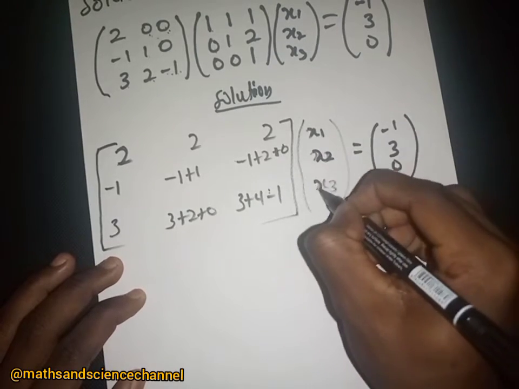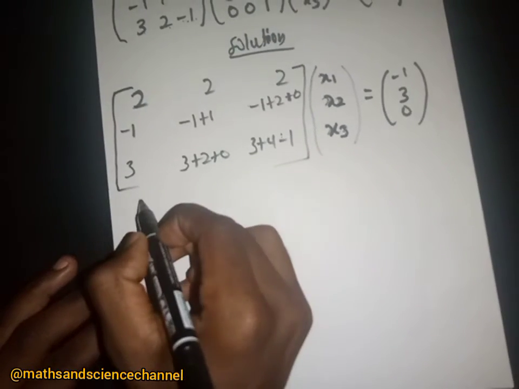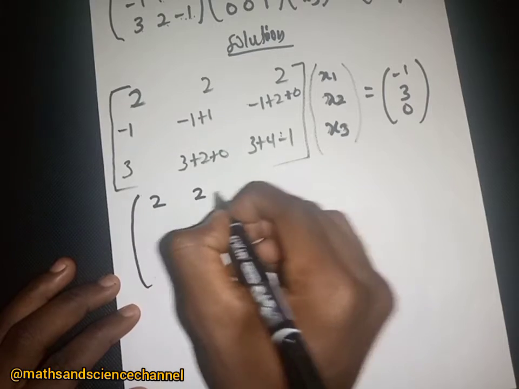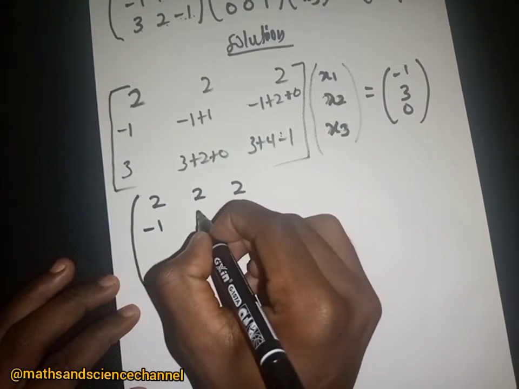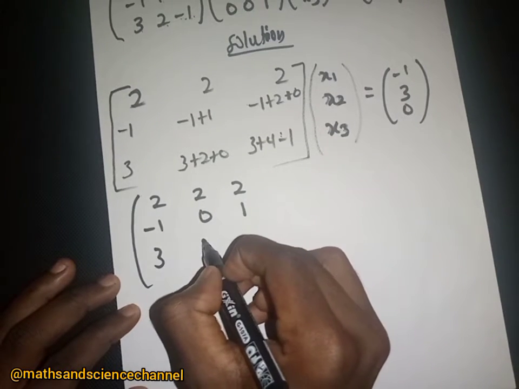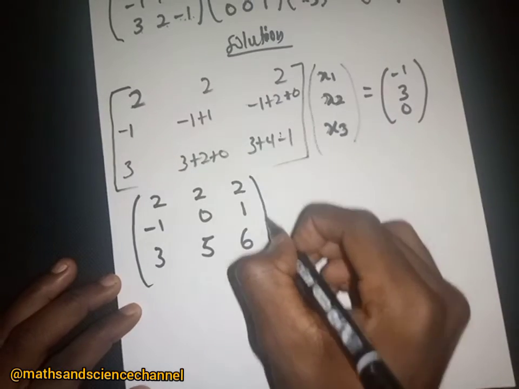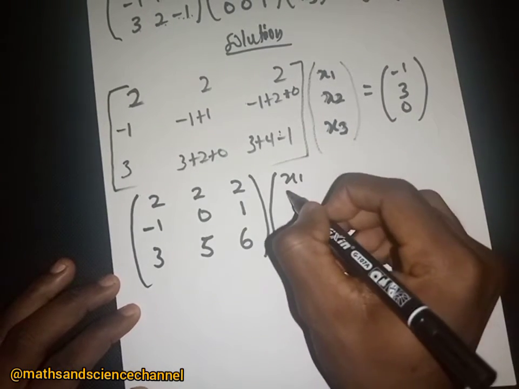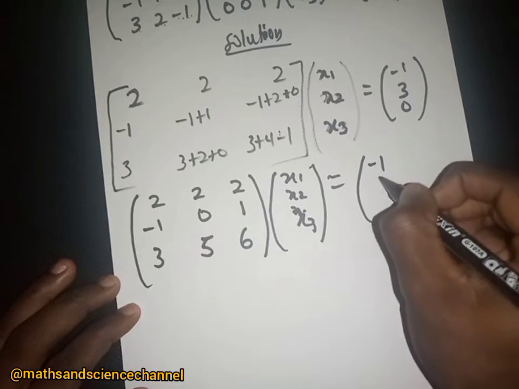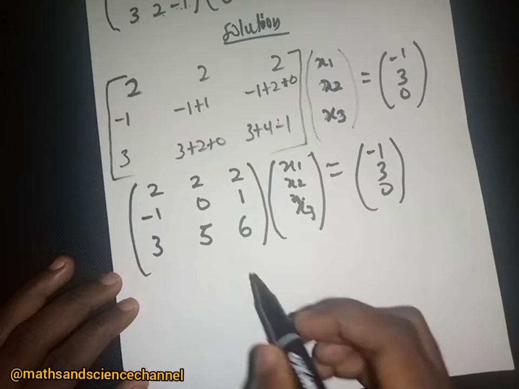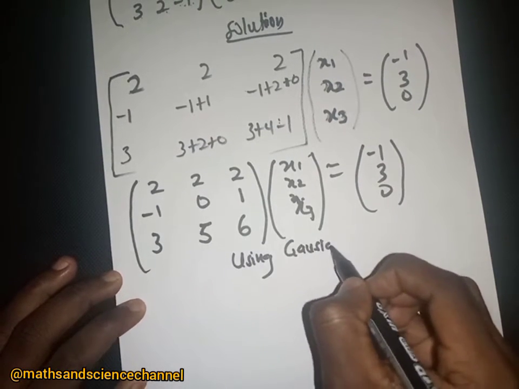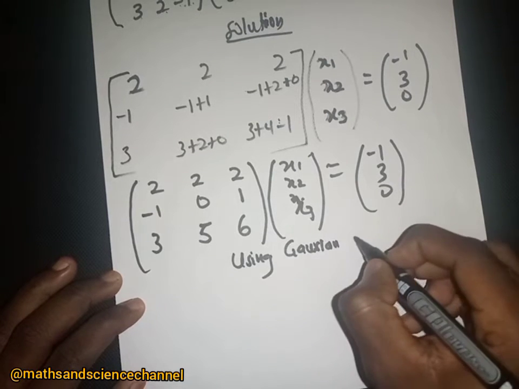x1, x2, and also x3. All right, so we just get 2, 2, 2, -1 here, we have 0 here, 1, 3, and then we have 5, and we have 6 here, right? So we're going to have x1, x2, and x3 here being equal to -1, 3, and 0. So we apply Gaussian elimination, right?